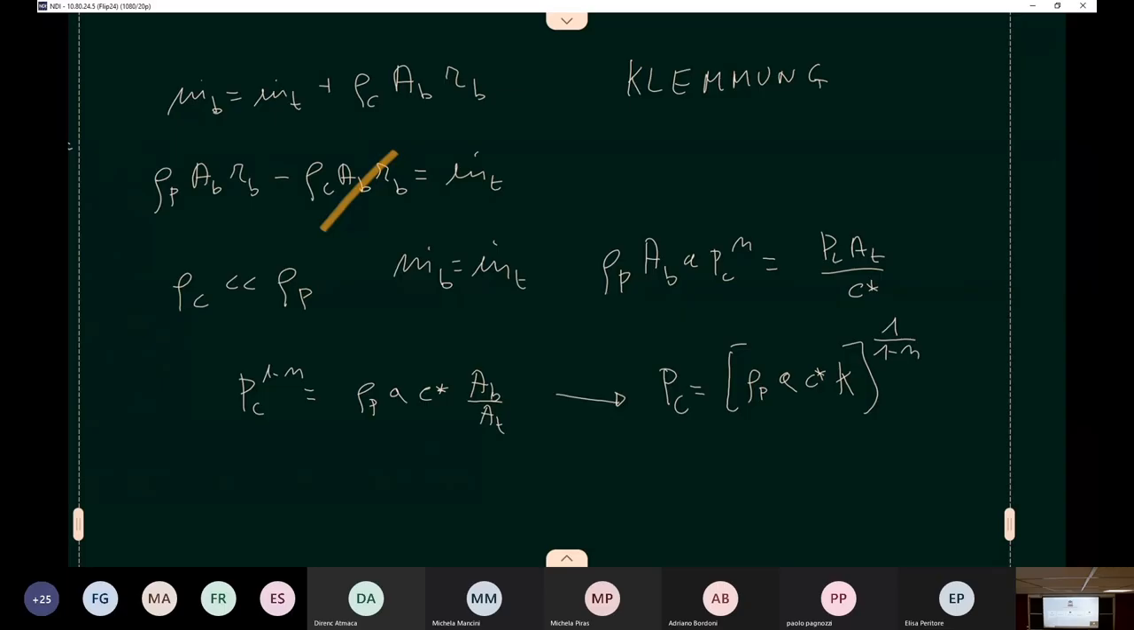So the strong dependence means that small variations of the Clemon can lead to high variations of pressure. So if we are too sensitive, we understand that this can also be dangerous. That was an example to understand better this kind of dependence.